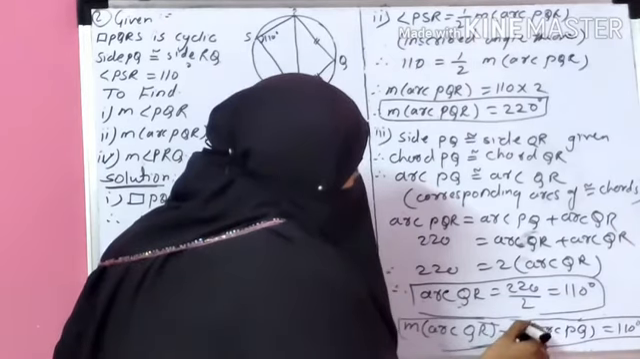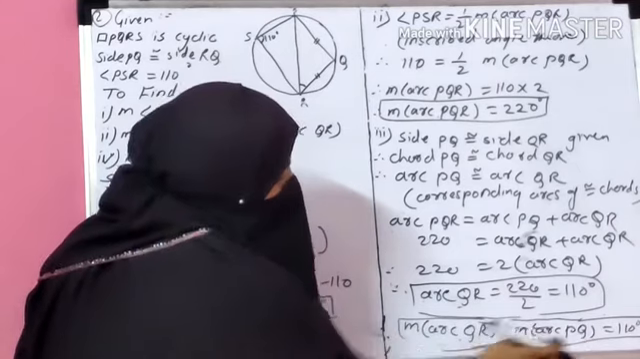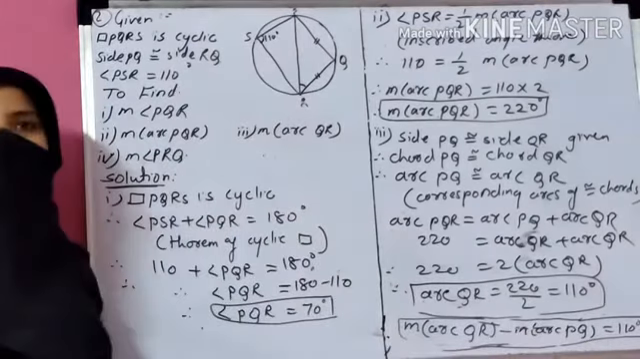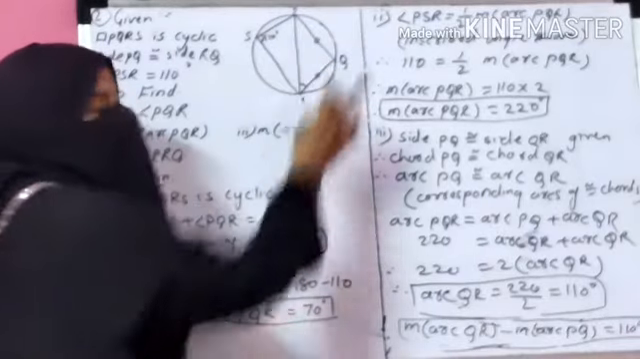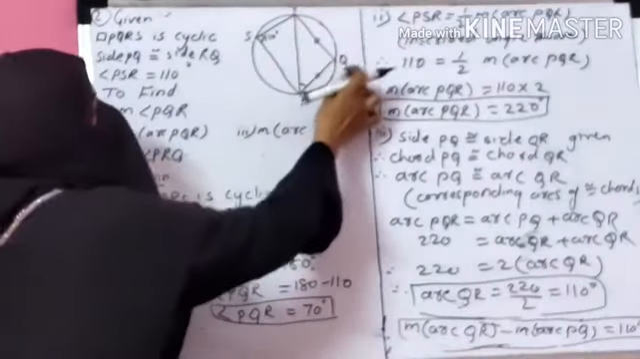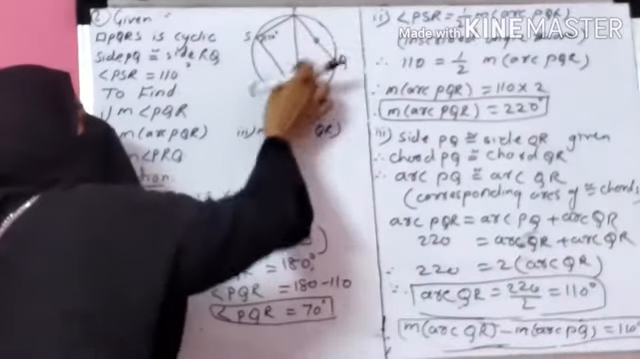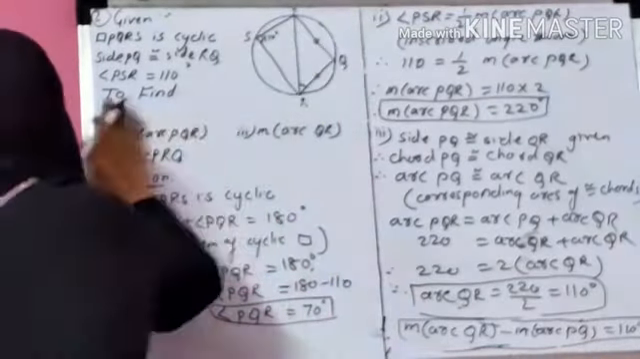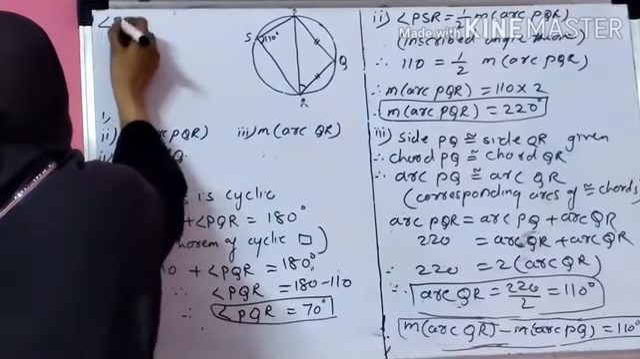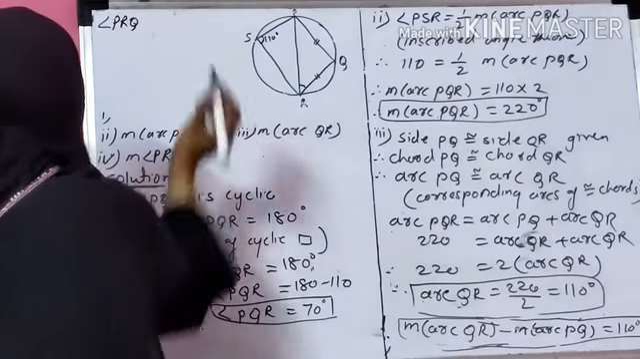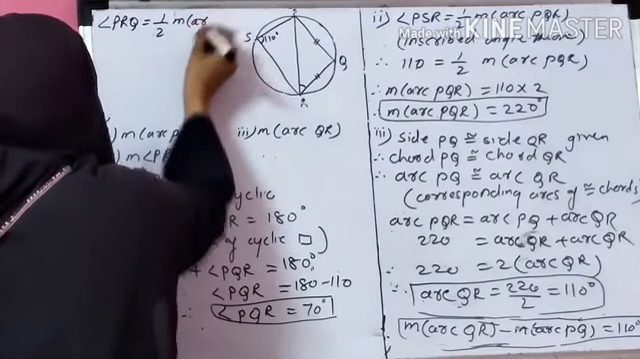The measures of both the arcs are equal, so therefore arc PQ and arc QR are equal to 110 degrees. Thus, number 4, we have to find measure of angle PRQ, and PRQ is an inscribed angle and PQ is the intercepted arc, that means PRQ is half of PQ. So let's start here. Angle PRQ is half of measure of arc PQ.